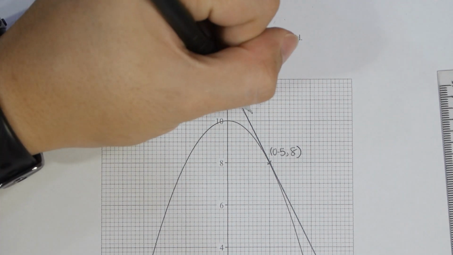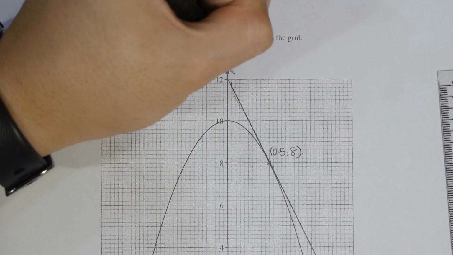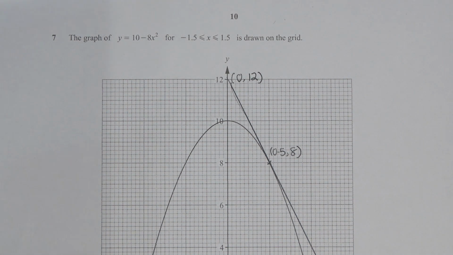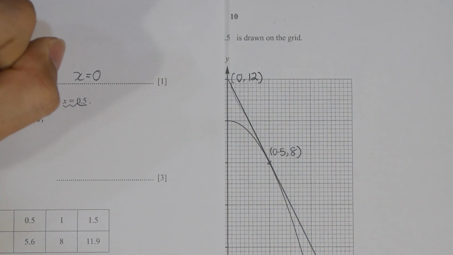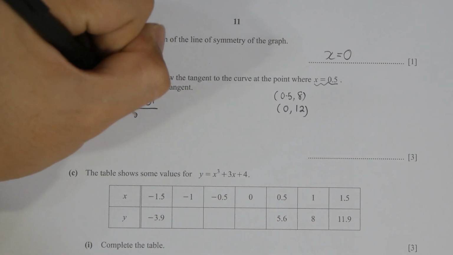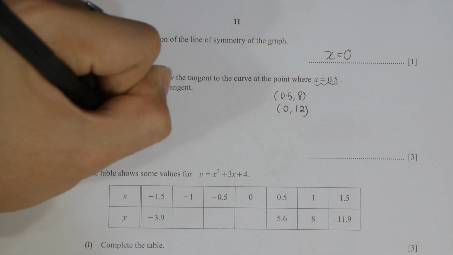So with these two coordinates, which are 0.58 and 0.12, I can now calculate the gradient of this tangent using the equation y2 minus y1 over x2 minus x1. So my result will be negative 8.